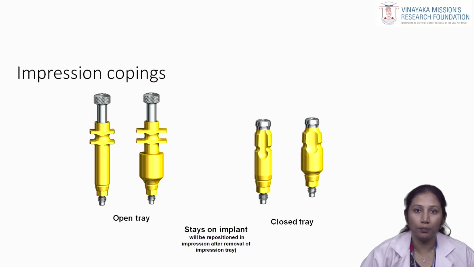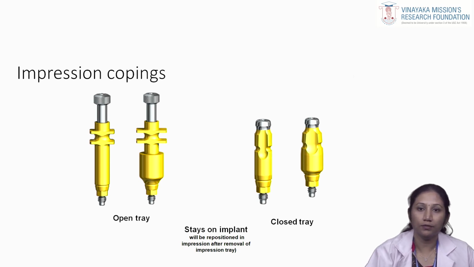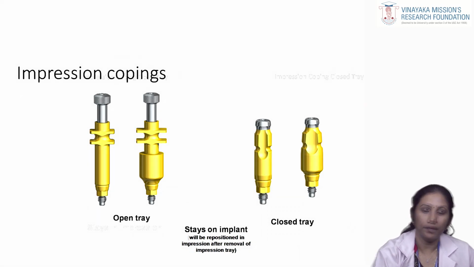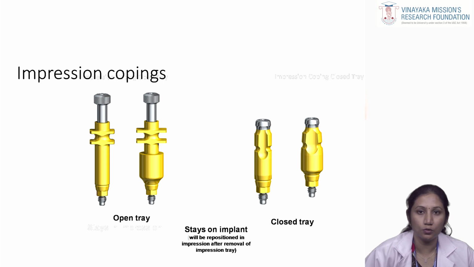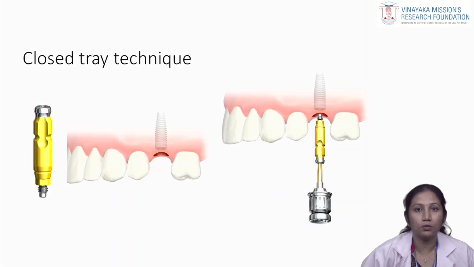The closed tray impression coping has shallow retentive grooves along the body, and it has a short screw and the neck of the screw is very short. Whereas an open tray impression post has retentive grooves or wings along its body and a long connection screw. In the closed tray impression technique, as the name suggests, we use a stock tray or a regular custom tray to make the impression. Let me now brief you about the closed tray impression technique.